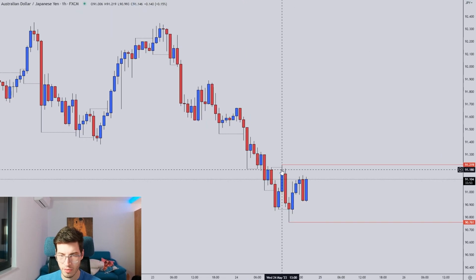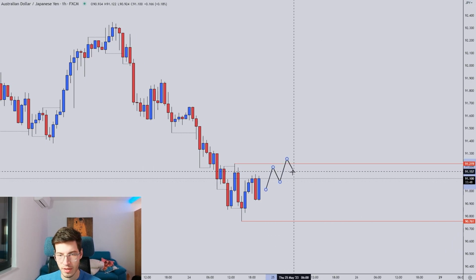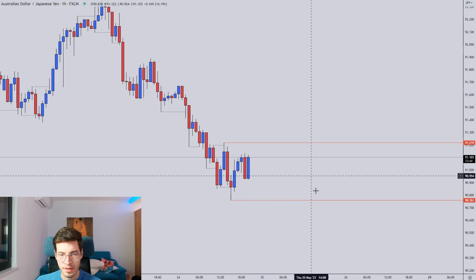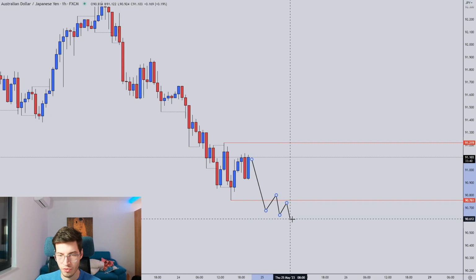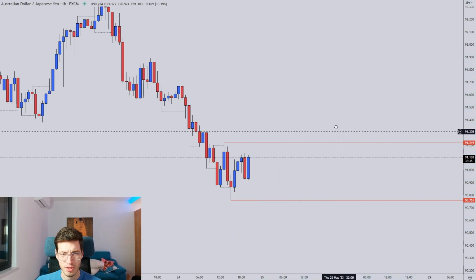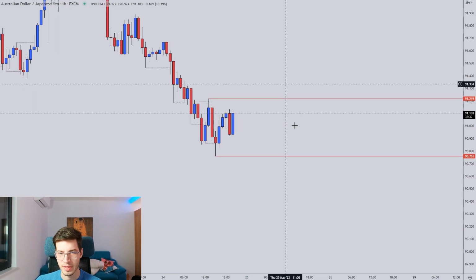We broke the low, retraced, broke the high, retraced. I am expecting a range here, something like this. What I'm looking for is possibly more of a descending move, and then for the price to reverse to the upside. Let's see if that happens. Otherwise, I'm just looking for a large impulse up or a large impulse down.